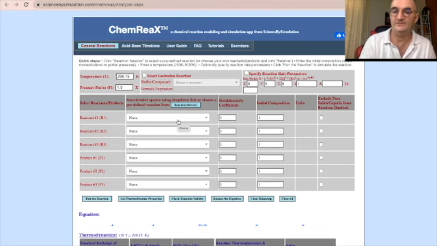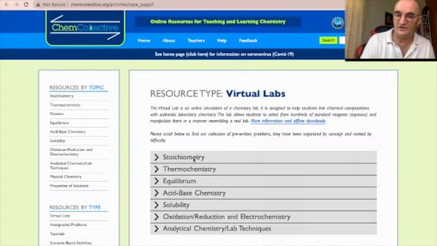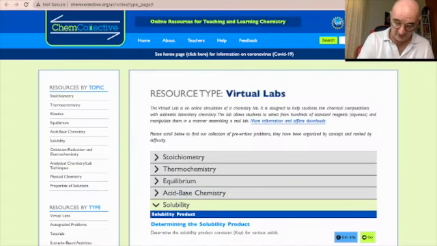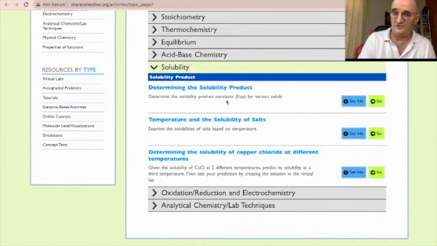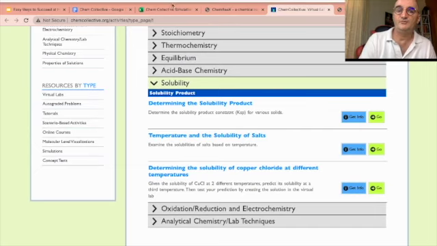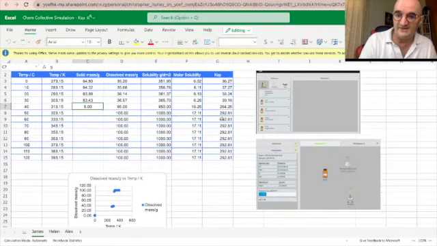Look at successful simulations: ChemReacts. The second one is ChemCollective. Have a look at that one. I particularly guide students to use the solubility of salts or solubility product, which produces beautiful data like this.